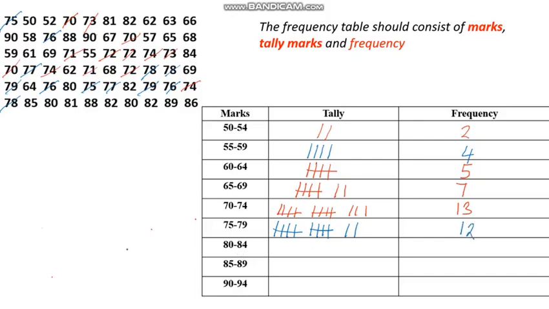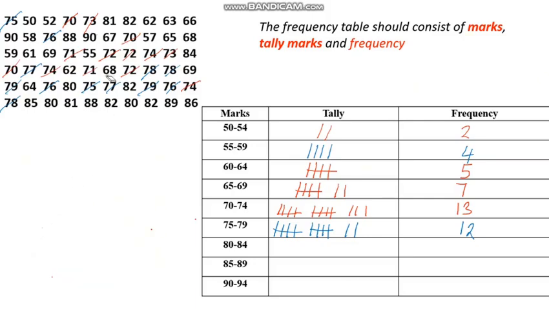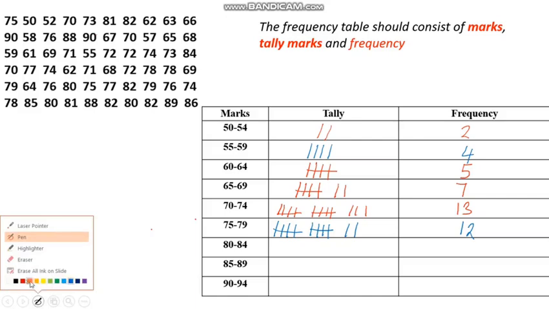Then we come to 80 to 84. So let me also clear here. 80 to 84. So we need to identify the marks, that is from 80 ending up to 84. So let me clear so that we are able to see the numbers.